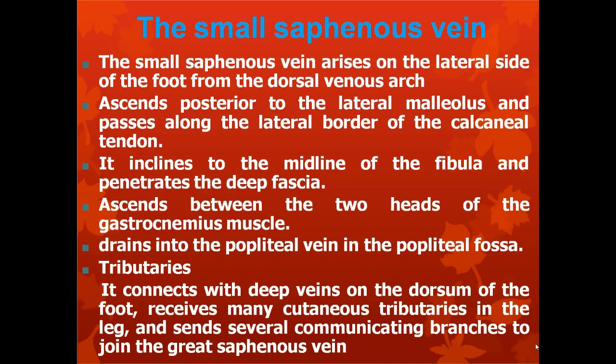The small saphenous vein arises on the lateral side of the foot from the dorsal venous arch, and it will ascend posterior to the lateral malleolus and pass along the lateral border of the calcaneal tendon. Then it inclines to the midline of the fibula and penetrates the deep fascia. It will ascend between the two heads of the gastrocnemius muscle, and it will drain into the popliteal vein in the popliteal fossa. Now we will see the tributaries of the small saphenous vein.